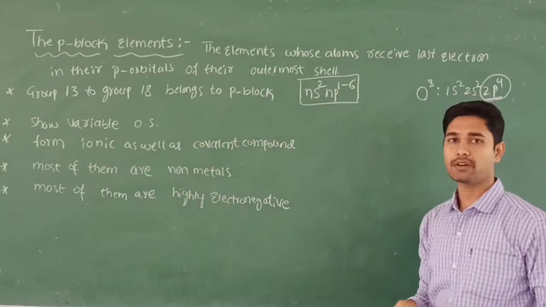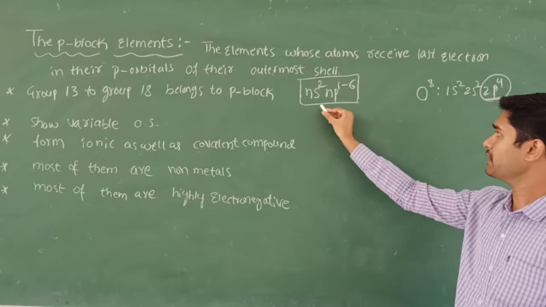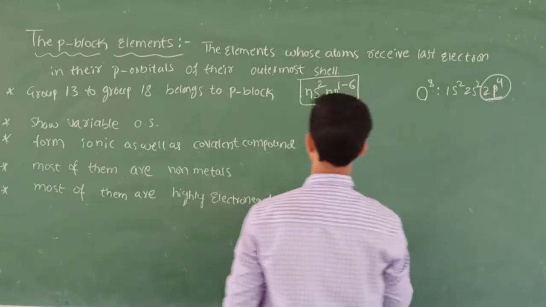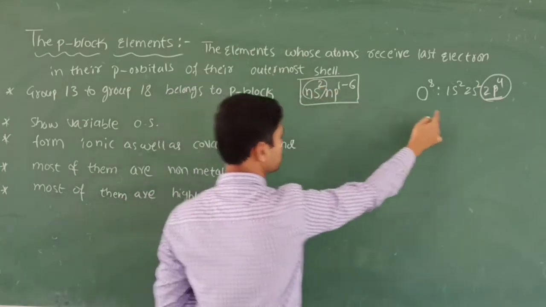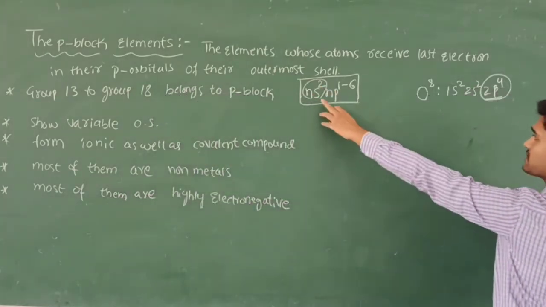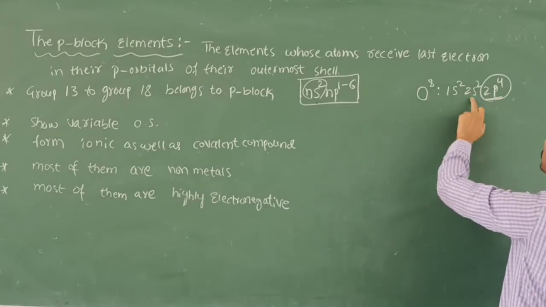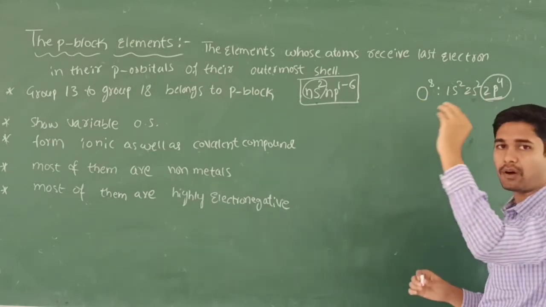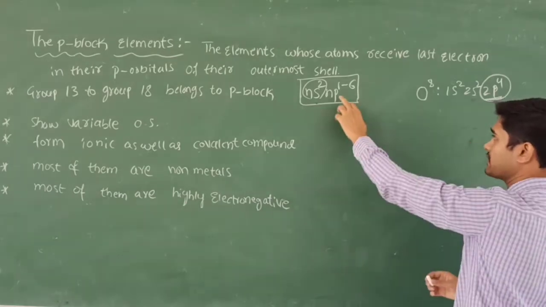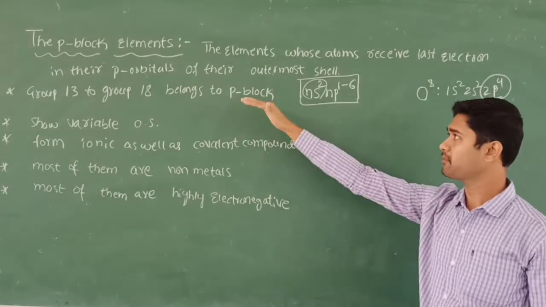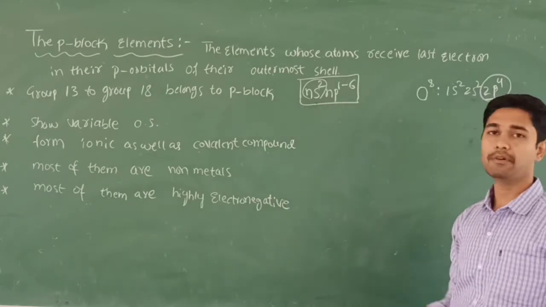The general electronic configuration of the p block elements is ns2 np1 to 6. ns2 means the s orbital must be completely filled, right? So you can see here, this is an s orbital, and it has completely filled here. The s orbital, ns2, 2s2, has completely filled, and whatever remaining outermost electrons enter next into the p orbital. So the general electronic configuration of the p block elements is ns2 np1 to 6.